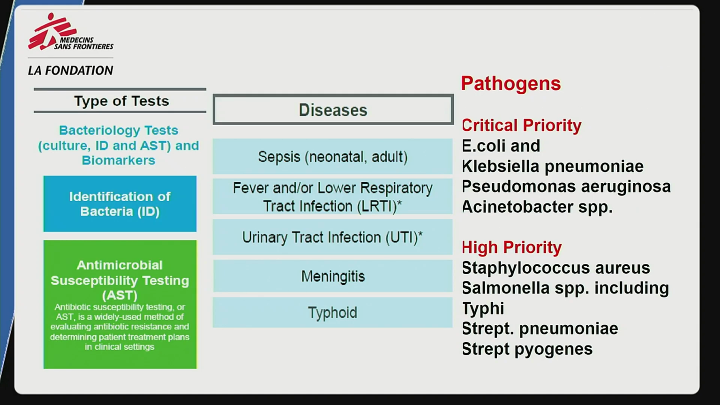This is the WHO philosophy. What are the priority pathogens, diseases? And this is a must. Microbiology lab should be able to identify and give an AST on these organisms.